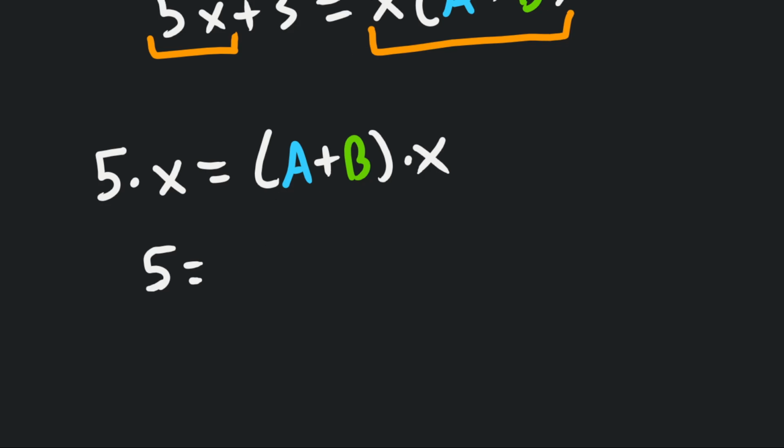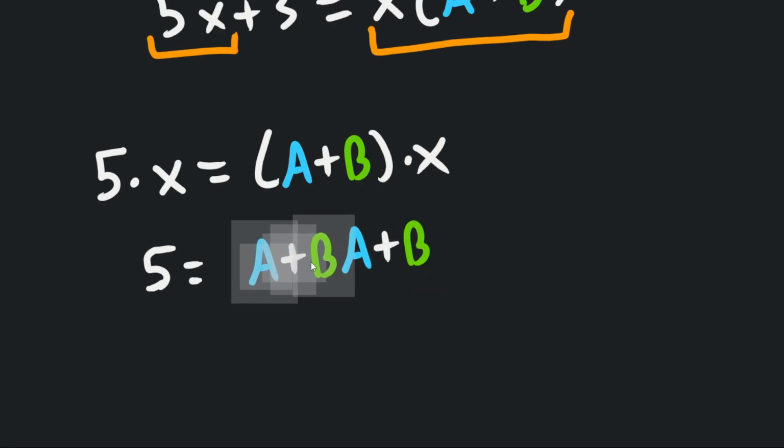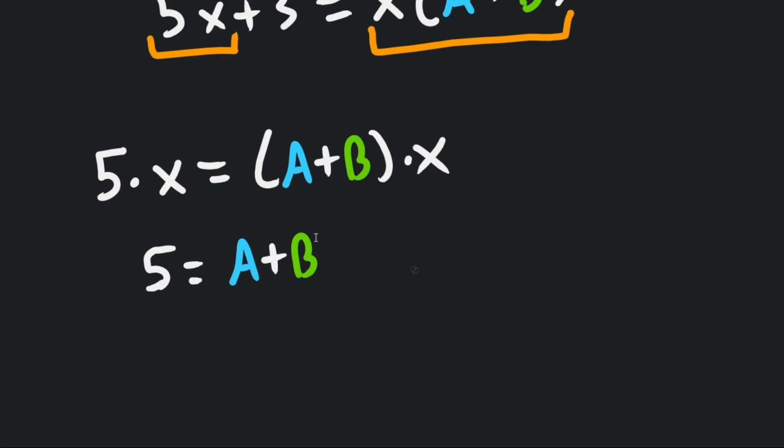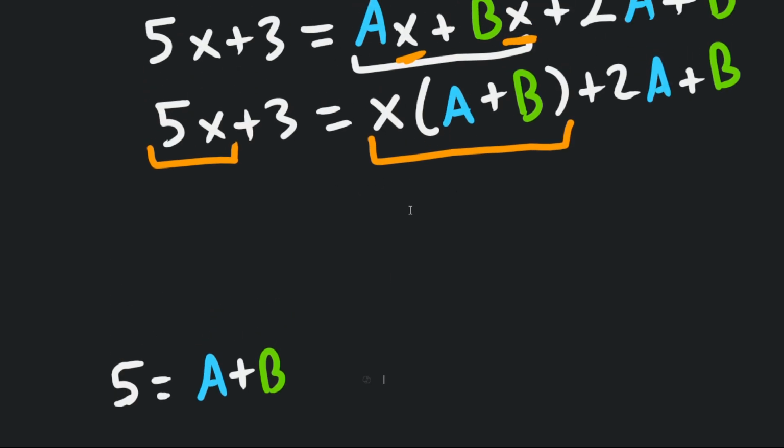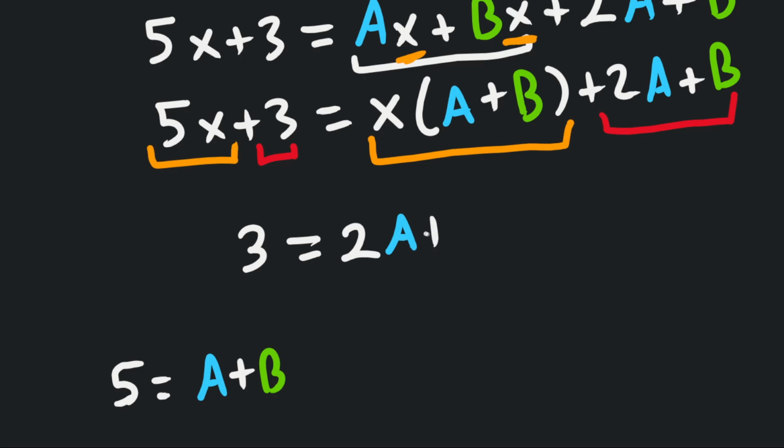So 5 equals a plus b right here, which I'll just copy and paste. A plus b equals 5. Perfect. So we have that so far. And then going back to the equation up here, you might also notice that we have a plus 3 here, and we have a plus 2a plus b. So this means that 3 must equal 2a plus b.